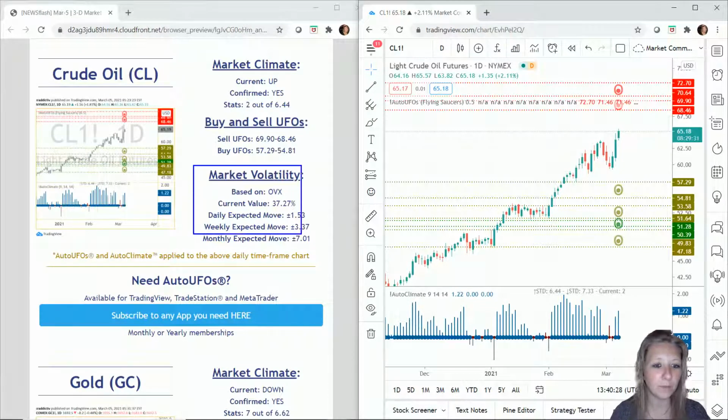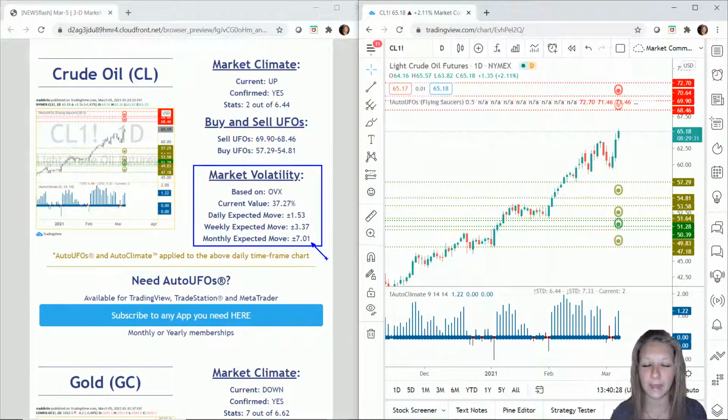Now when it comes to market volatility, we use the OVX and we can see that we would expect to move up or down in one day of 1.53 points. In 1 week, it would be up or down of 3.37 points. And in 1 month, it would be up or down of 7.01 points. Again, that gives us an idea of where it's likely to move up or down, not exactly. It's unlikely to move exactly 1.53 points in a day. But it gives us an idea of what's more likely to happen roughly.